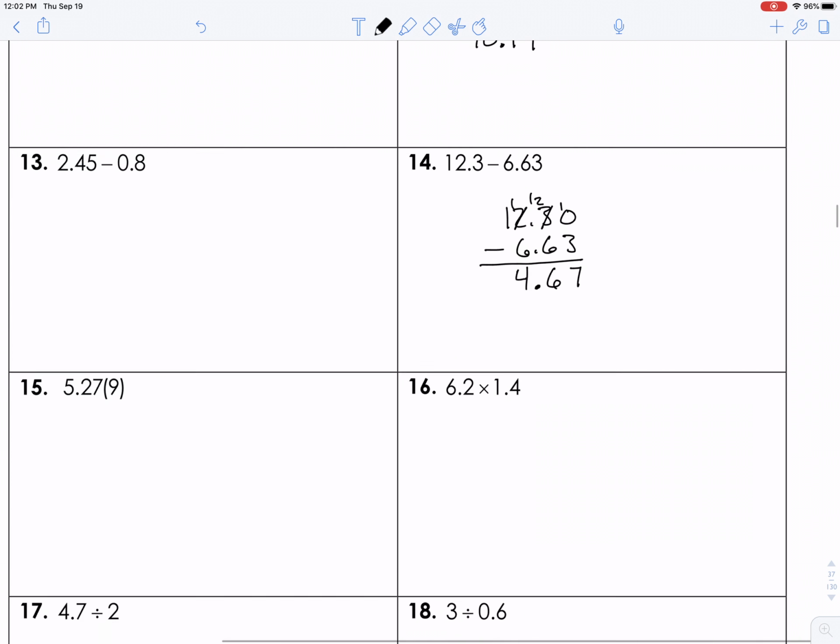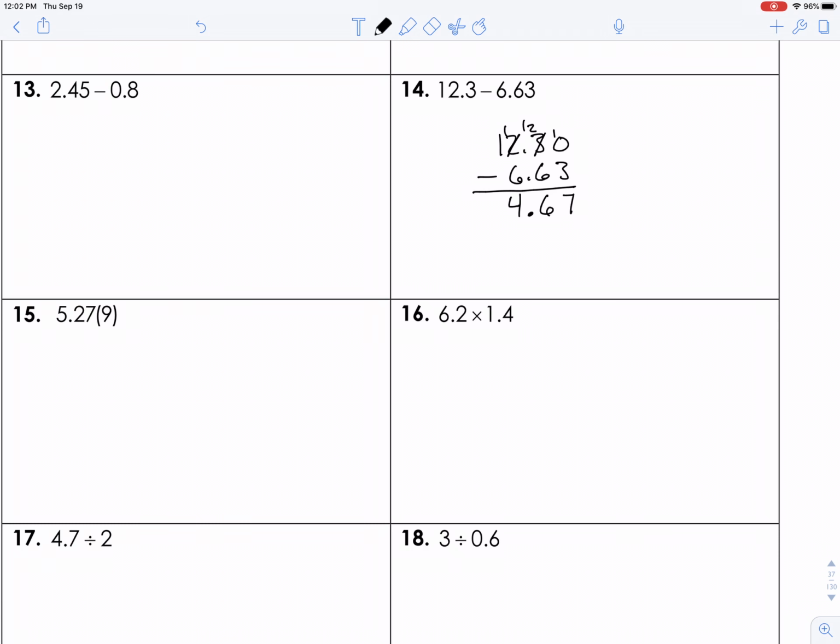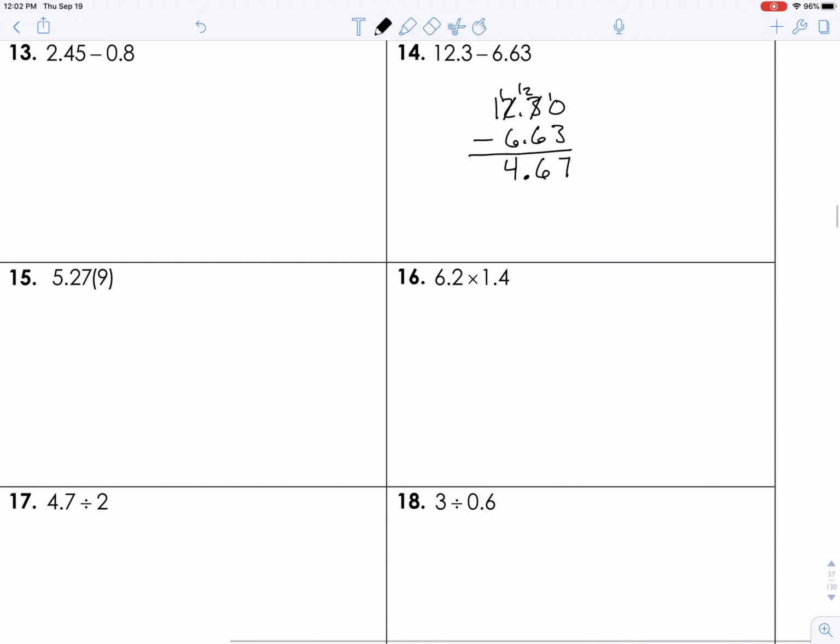Multiplication still helps to line up your decimals. Actually, it really doesn't. You don't even have to do that. I would do it like this. Let's do 6.2. And you just want to line up your last numbers. So 2 is my last number in the 6.2. 4 is the last number in 1.4. I just want to line up my last numbers. That's the simplest way to do it.